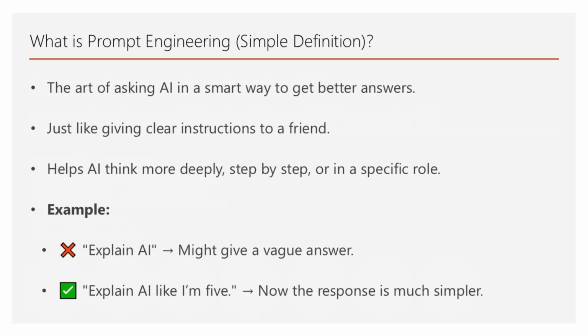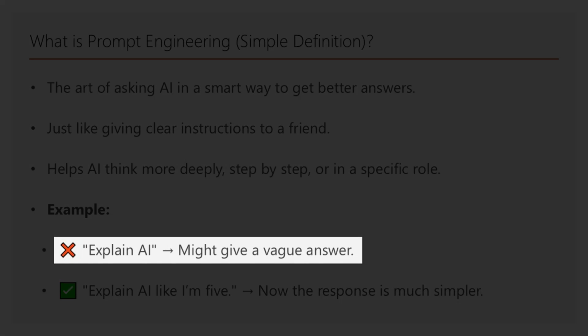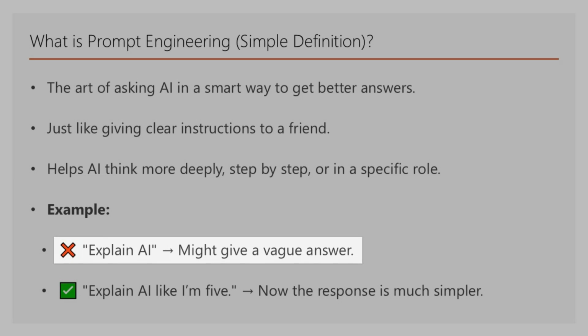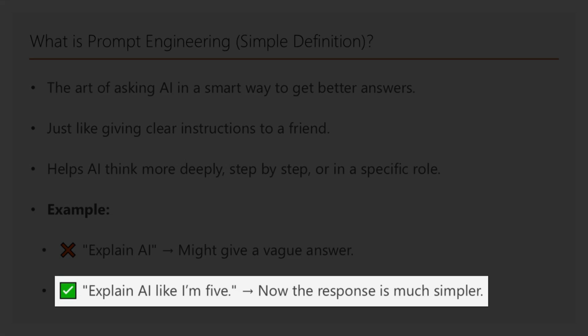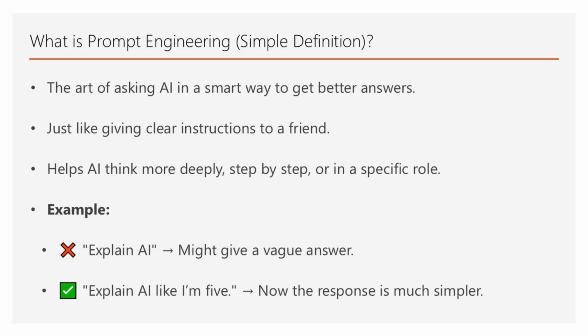Imagine asking a friend for help. If you just say, "Explain AI," they might not know how much detail to give. But if you say, "Explain AI like I'm 5," suddenly they simplify it. That's exactly what prompt engineering does, helping AI give better responses by being specific.